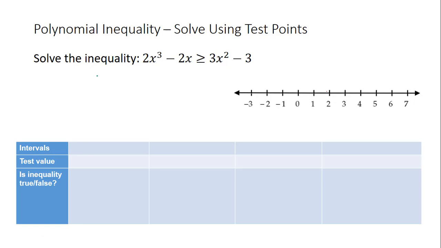In this video, we'll solve another polynomial inequality using test points. We want to solve the inequality 2x cubed minus 2x is greater than or equal to 3x squared minus 3.